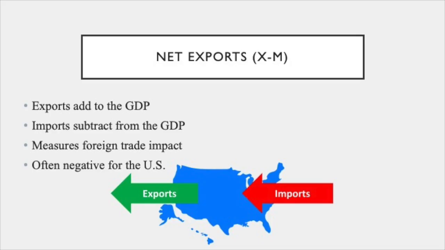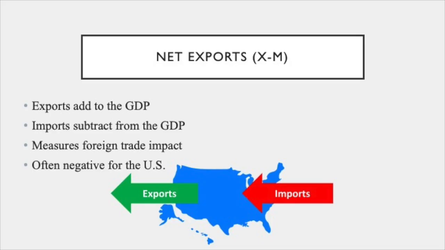These add to GDP because they are produced here and bring money into the economy. Imports are goods and services we buy from other countries, like electronics or clothing made overseas. These subtract from GDP because the money spent doesn't go to domestic producers. So the formula is net exports equals exports minus imports.